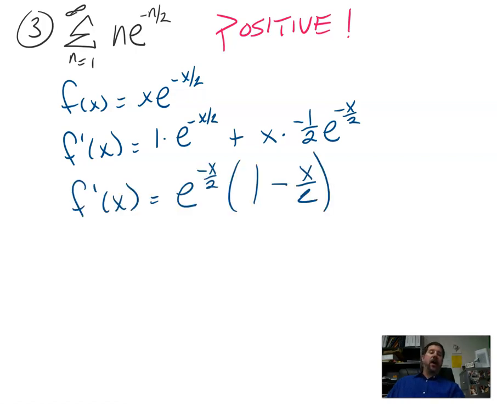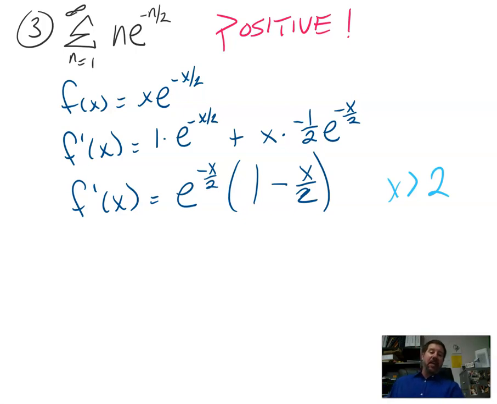If I factor out e to the negative x, then we end up with something like this: e to the negative x over 2 times 1 minus x over 2. And I know, again, e to the anything is always going to be positive. So I really want to think about whether this is going to be positive or negative, to show that the derivative is negative. In this case, 1 minus x over 2 is going to be negative, but it's only negative for values of x that are greater than 2.